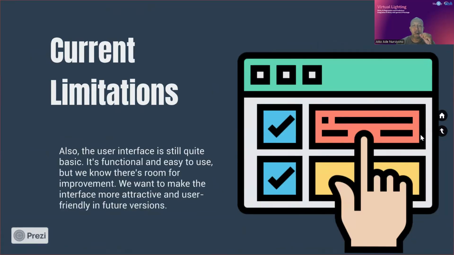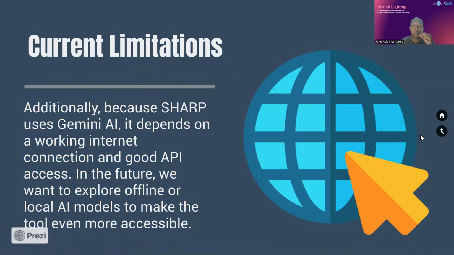Also, the user interface is still quite messy. It's functional and easy to use, but we know there is room for improvement. We want to make the interface more attractive and user-friendly in future versions. Additionally, SAR uses Gemini through the gemini.R package, which depends on a working internet connection and good API access. In the future, we want to explore offline or local AI models to make the tool even more accessible.